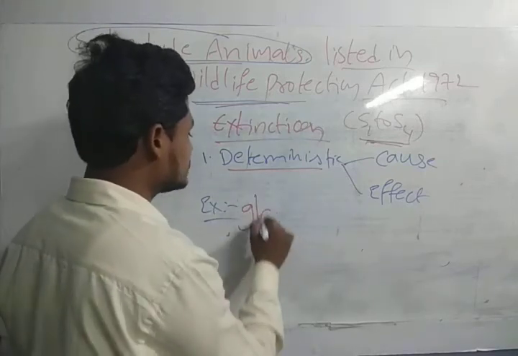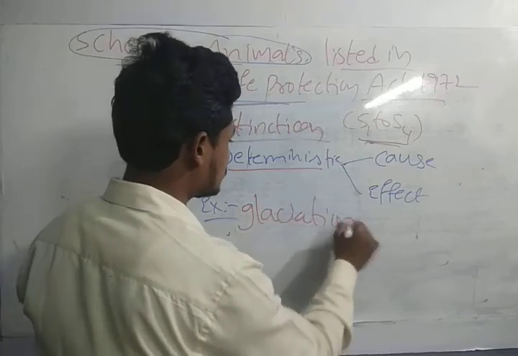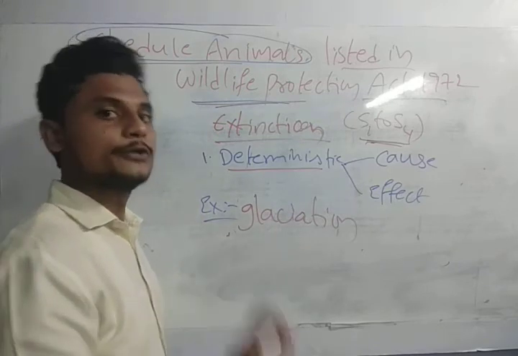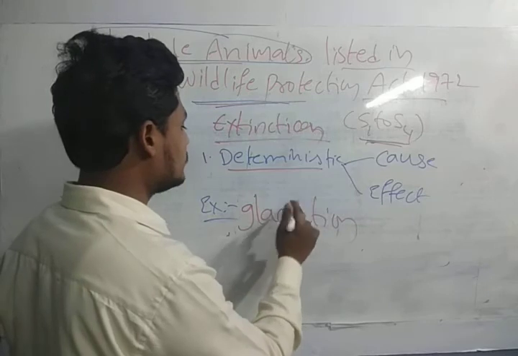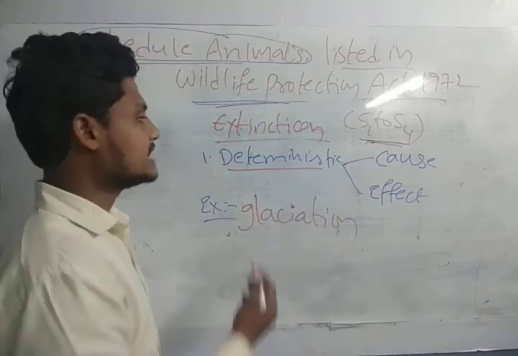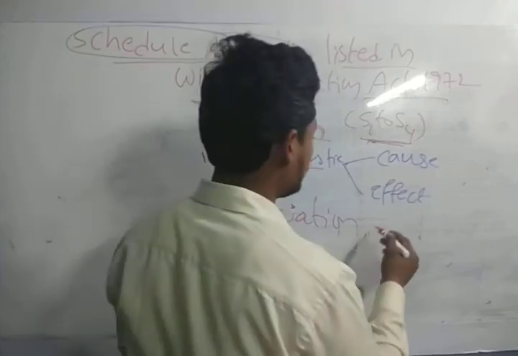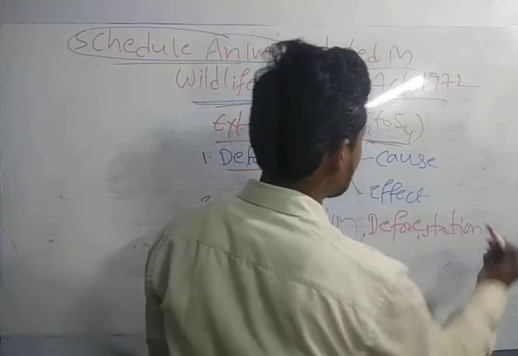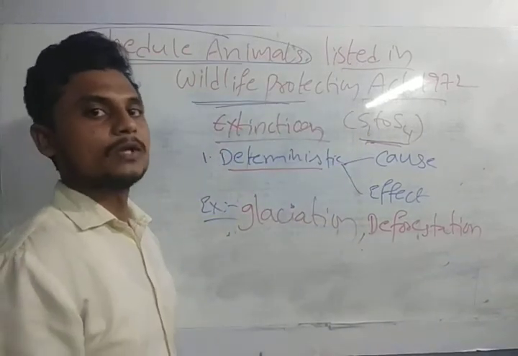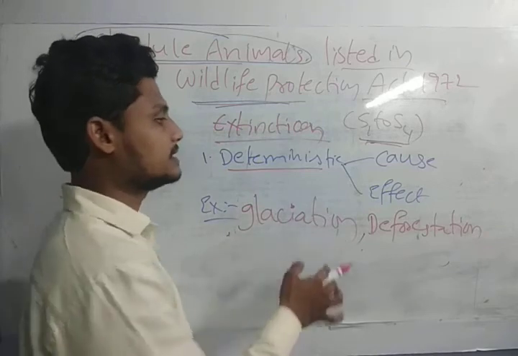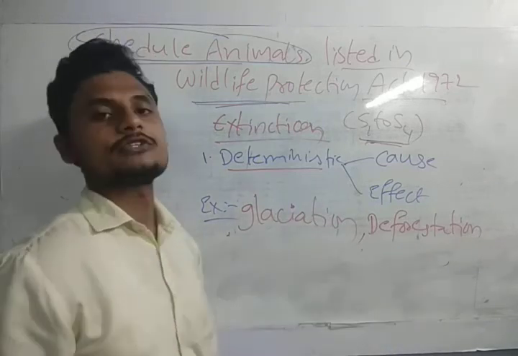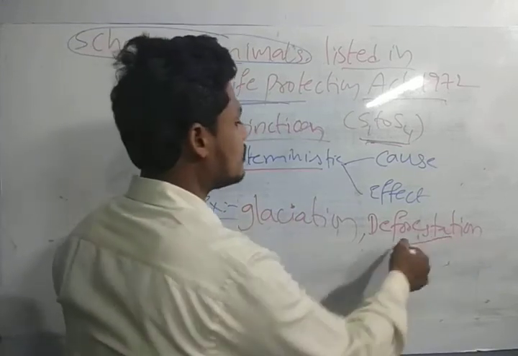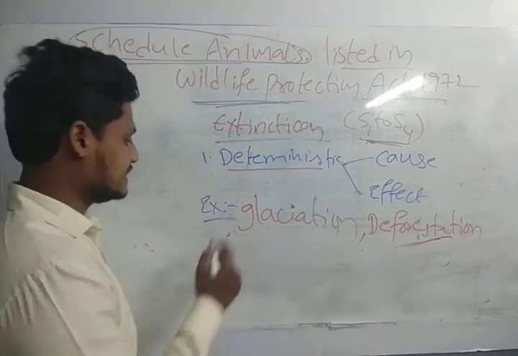We have, for example, glaciation. Okay, guys, glaciation is happening because of many issues. Because of the different formations, we are having the glaciation. So glaciation is an example of the determining factor. And after that, we are having deforestation. We are doing deforestation for development purposes, but it has its effect. If you do the deforestation, the biodiversity is going to be lost. That is the cause and effect process, called the deterministic process.